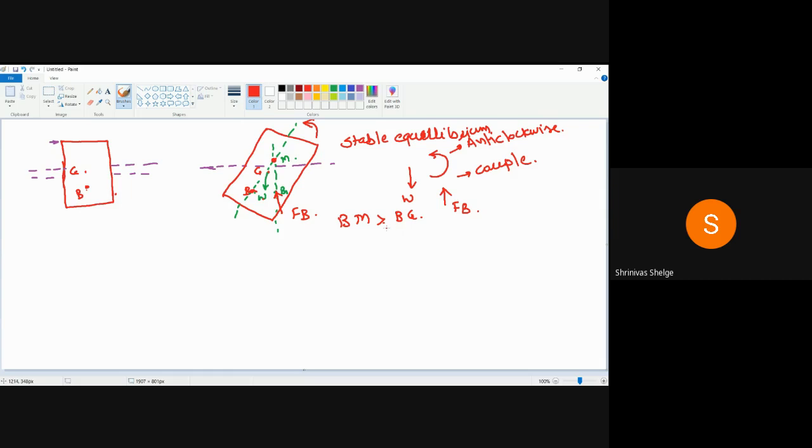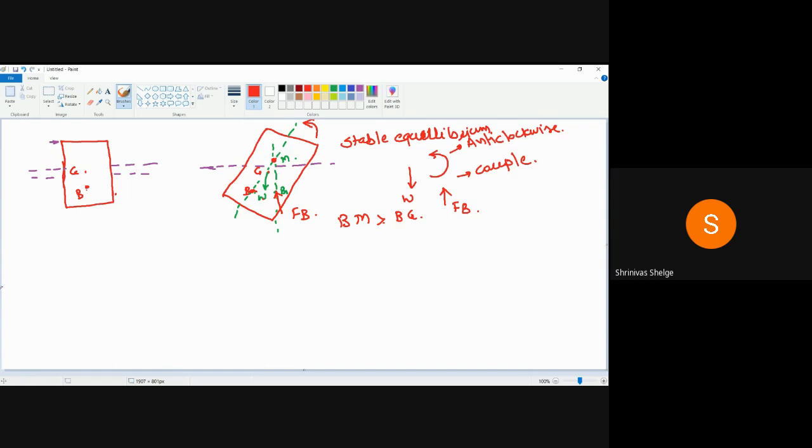This condition we want. Whenever a floating body gets slightly displaced, it should always try to return to its original position, and that is nothing but the stable equilibrium condition. Is it clear about the stable equilibrium condition? Yes, sir. Yes, correct.